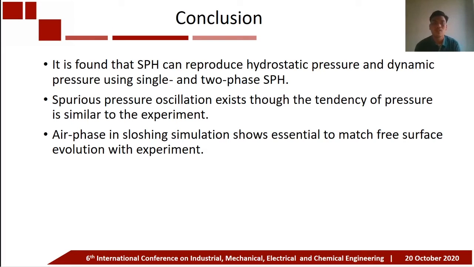So, the conclusion. It is found that SPH can reproduce hydrostatic pressure and dynamic pressure using single and two phase SPH. Spurious pressure oscillation exists. Second, the tendency of pressure is similar to the experiment. The air phase in sloshing simulations shows to be essential to match free surface evolution with the experiment.